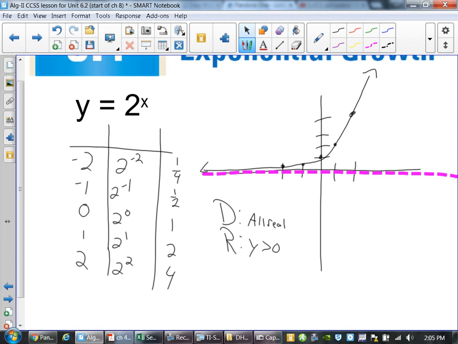Exponential growth, exponential decay: either one of those will not have a domain restriction, but they could have a range restriction because of the asymptote. Okay? It depends on what side of the curve, it could be increasing or it could be decreasing. Yes, sir?